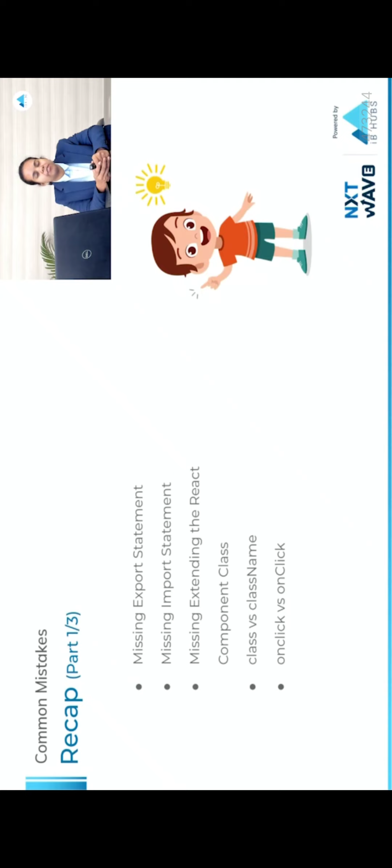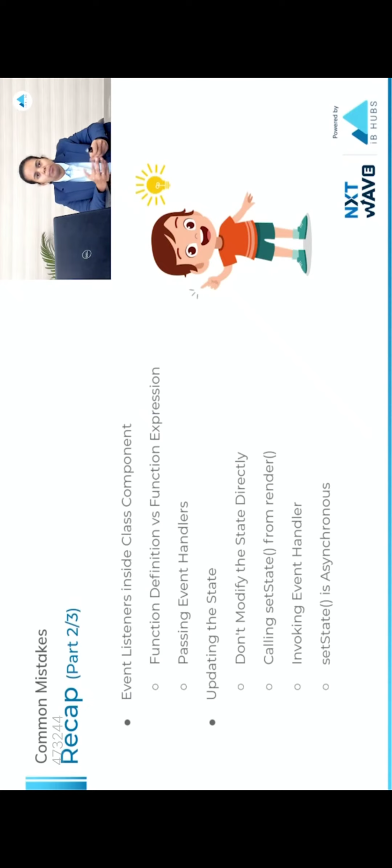Using the developer tools. Firstly, let's recap. In the previous session, we have seen a set of common mistakes that we might encounter during development. So we have seen about using class instead of className, and onclick instead of onClick with the C capital. And we understood the reason why. We also understood how to pass the event handlers.